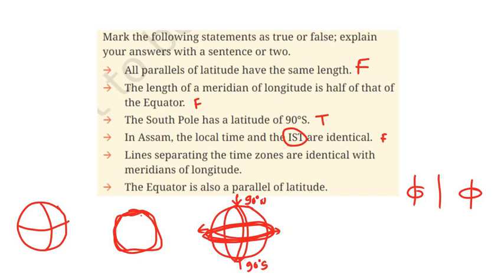Okay. And the last question is, the equator is also a parallel of latitude. Of course, it's a parallel of latitude corresponding to 0 degree, right? Yes. It is the biggest parallel at 0 degree. So this is true and identical. This one is also true.